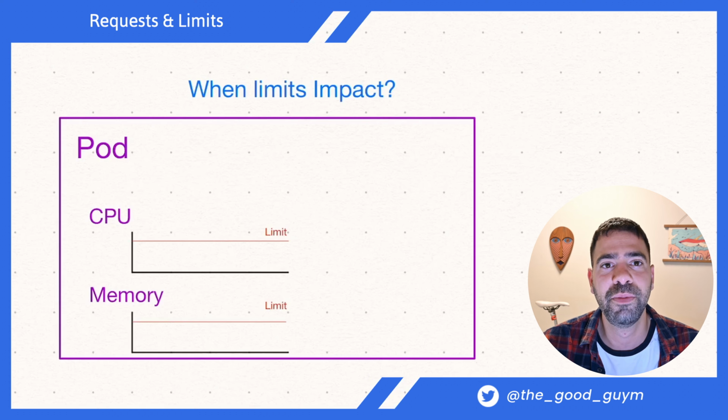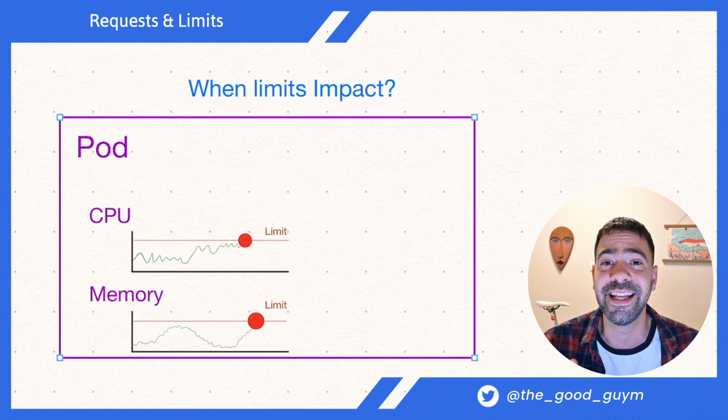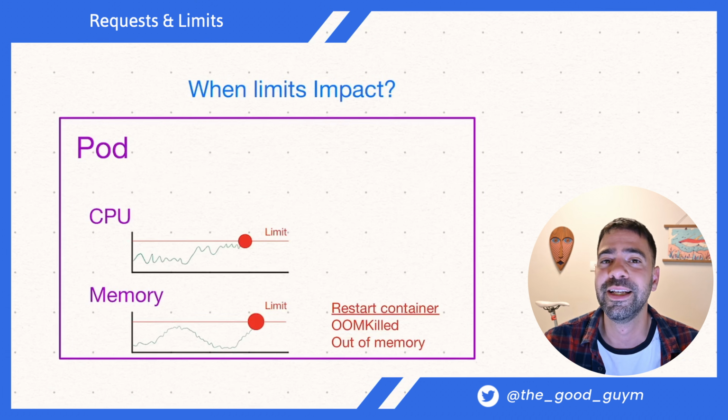When do limits take into consideration? Anytime our pods are running, Kubernetes monitors the usage of memory and CPU and sees if any of them hits the threshold. Basically, it uses the operating system to do two things, and here is where memory and CPU are a little bit diverse. If we reach the maximum amount of memory that we defined on limits, Kubernetes is going to kill the container with an out of memory killed signal.